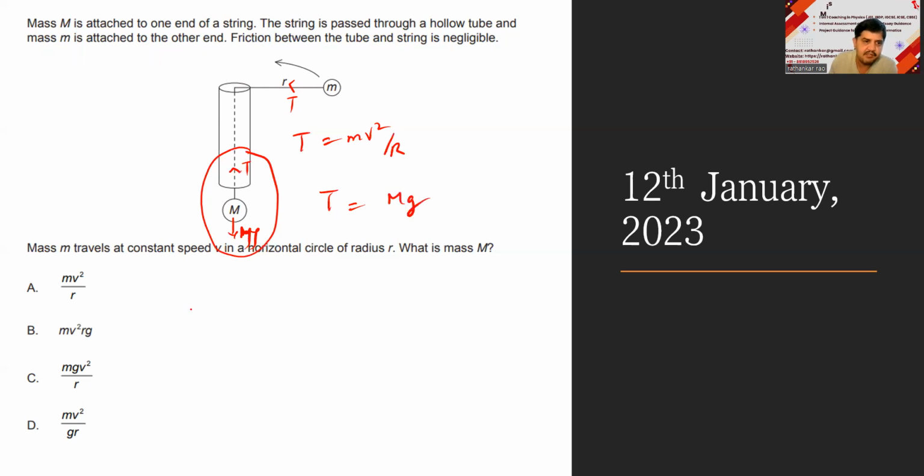Now we can equate these two. We can say Mg should be equal to mv square divided by r. So, capital M should be equal to mv square divided by r into g, that is, M equals mv square by rg. Okay. Now let us move on to the next one.